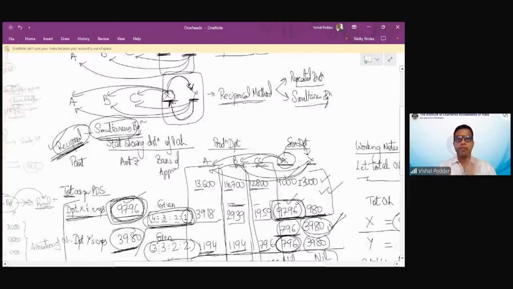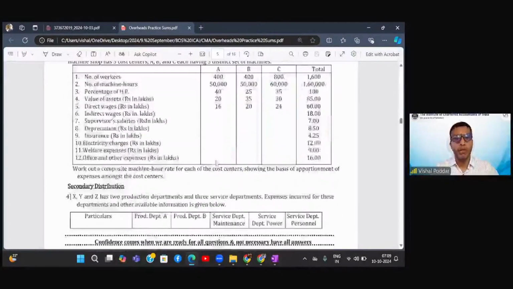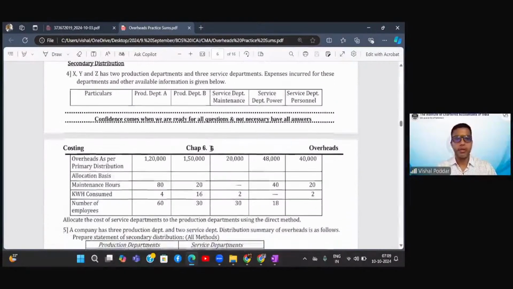So we completed primary, we completed secondary. Now we will practice more for secondary and then we will take up one or two sums where we do primary, secondary and ORR, that is the complete overhead costing in one sum. But before that, let me take you to some special sums where only secondary is asked in the exam and it is an important type of exam question.